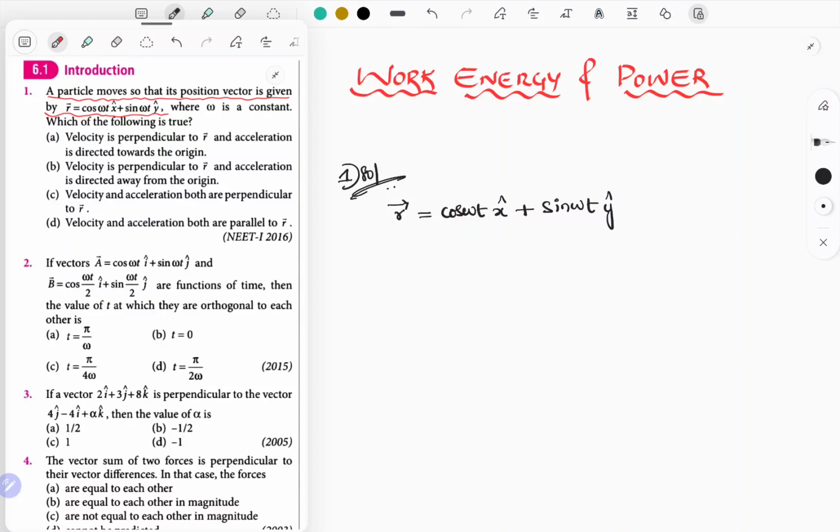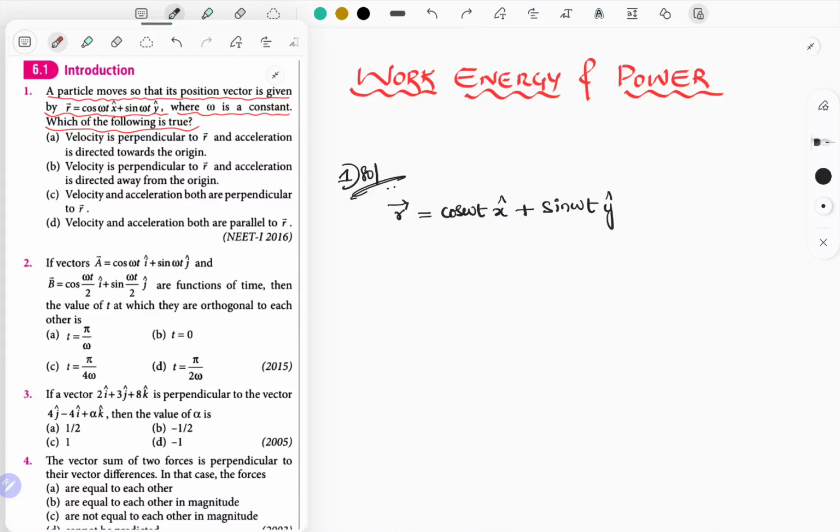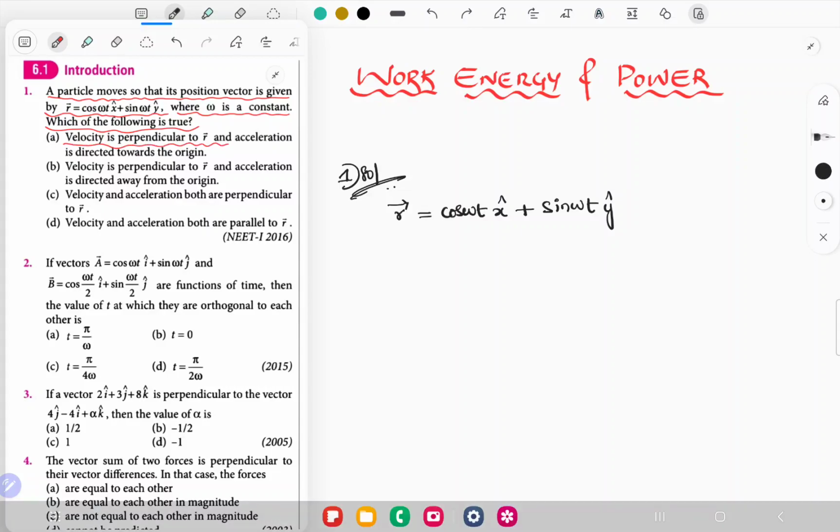It is 90 degrees, right? And they gave these directions very clearly. One is along the x axis, another one is along the y axis. Next, what is the question they're asking? Where omega is a constant, which of the following is true? We have to check out the options. First one is velocity is perpendicular to r bar and acceleration is directed towards the origin.